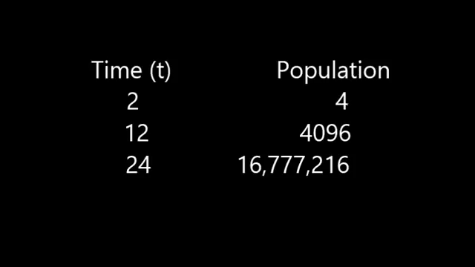After 2 hours, it would be 4. After 12 hours, it would be 4,096. And after 24 hours, it would be 16,777,216. As can be seen on the graph, the population of bacteria is rapidly increasing, creating a J-shaped curve.